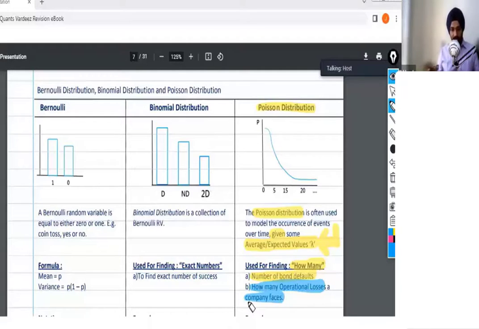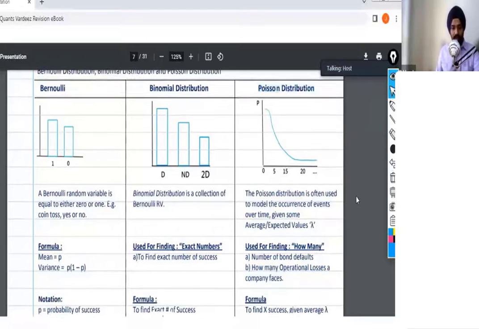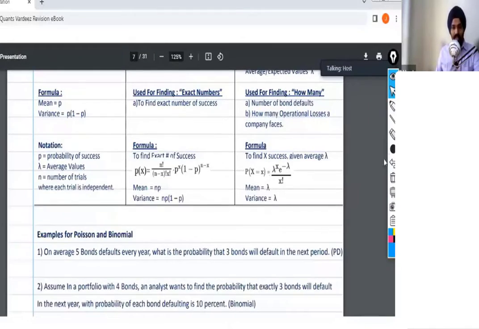So using that average data, I can create a Poisson distribution and find how many operational losses I will face this year. So that's something that I can do with the Poisson distribution. So let's just look quickly at the example.